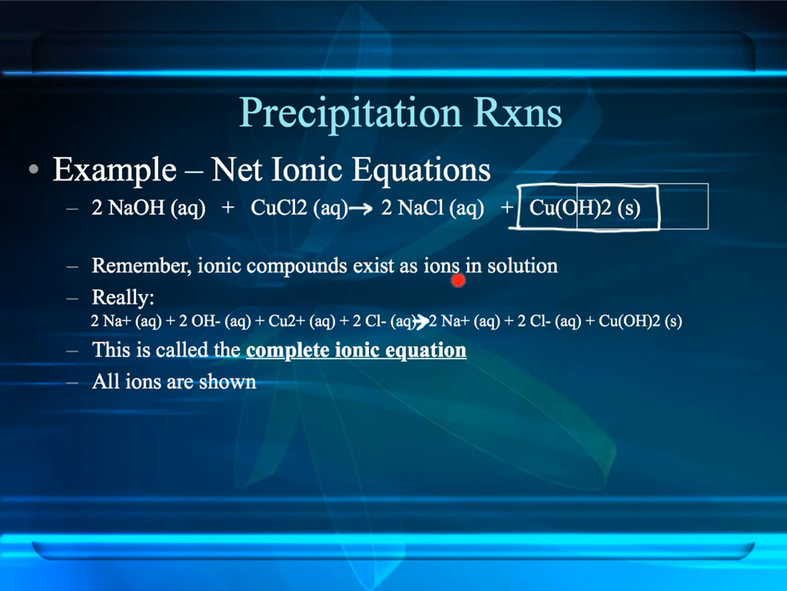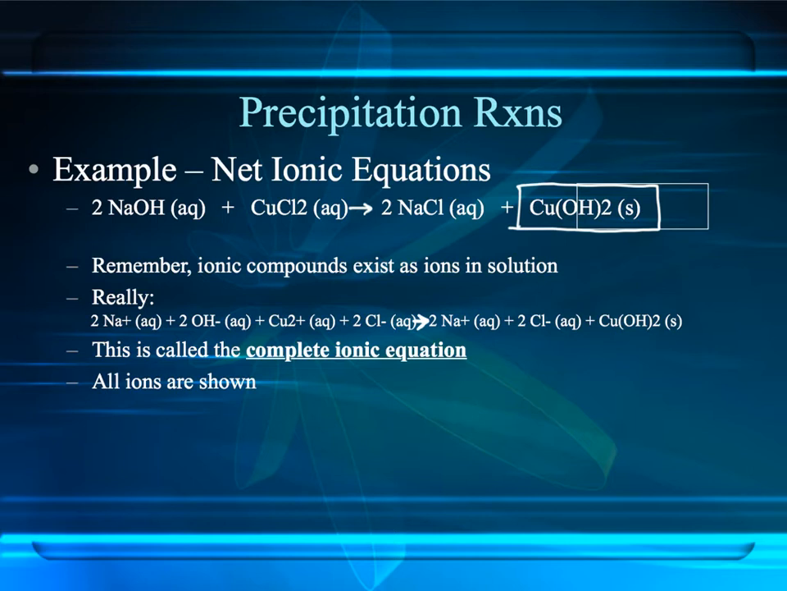And on the right-hand side of the equation, the product side, the sodium chloride is aqueous, so the sodium ions plus the chloride ions. The copper 2 hydroxide, though, is not aqueous. We can't break it into ions because it's a solid, so that one remains a solid. What we have written here is called a complete ionic equation. It's very long, very lengthy. We show every ion involved in this reaction.